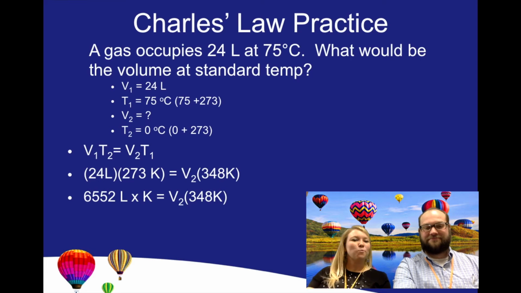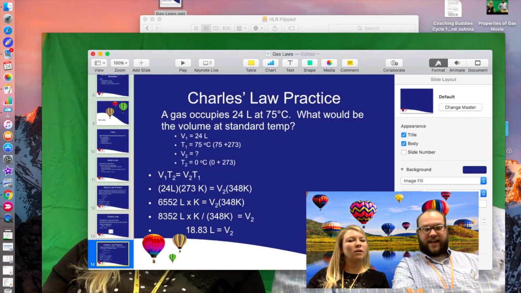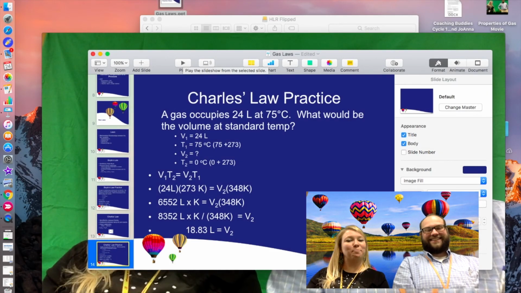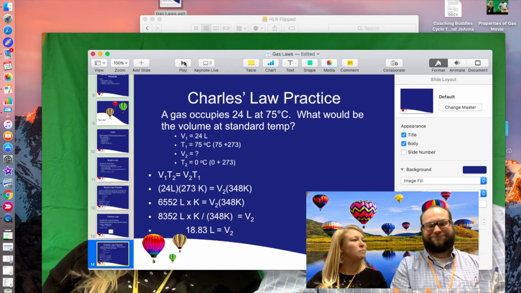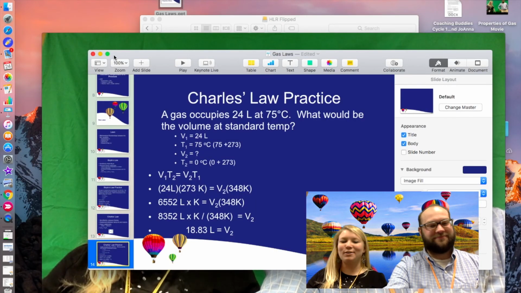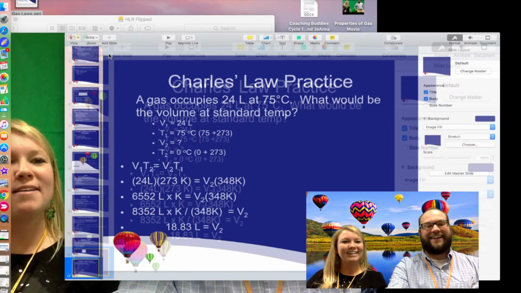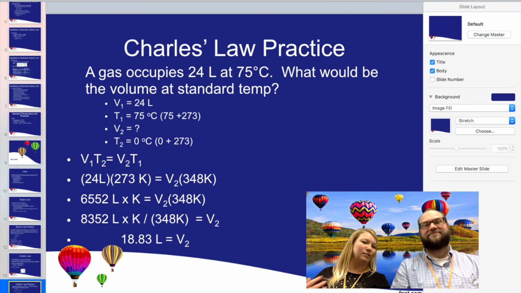So we're going to multiply the 24 times 273. Then we're going to divide by 348. And we get 18.83 liters. I don't know why the PowerPoint just did not show it for us. Just maximize that. Yep, 18.83 liters is equal to your V2.